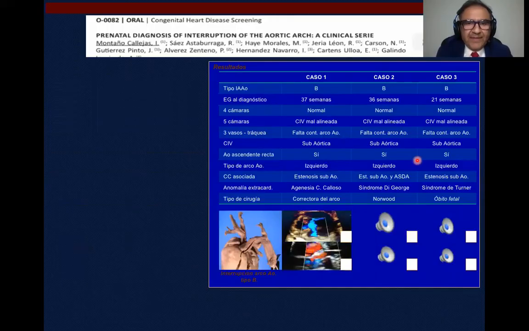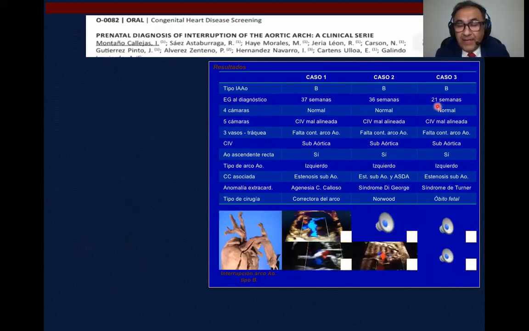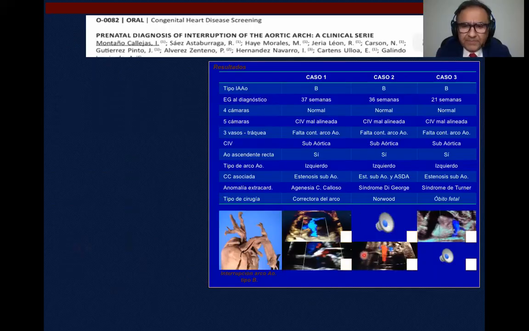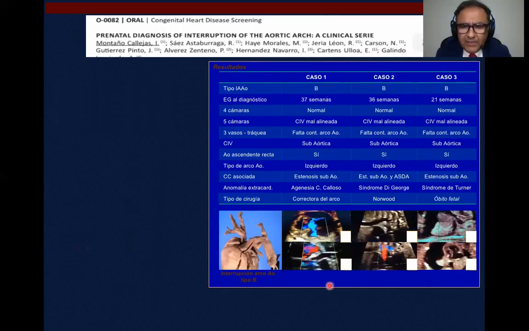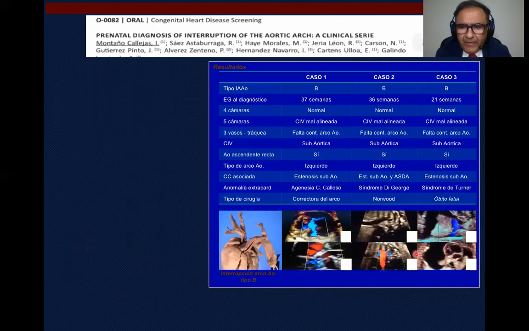In 2015, we presented a series of clinical cases at the World Congress of Perinatology in Madrid, Spain. A series of 3 clinical cases that were diagnosed late. The first 2 cases and the third case in the second trimester. Here we have the images of the 3 cases, and the third one presented with a fetal demise at around 28 weeks.